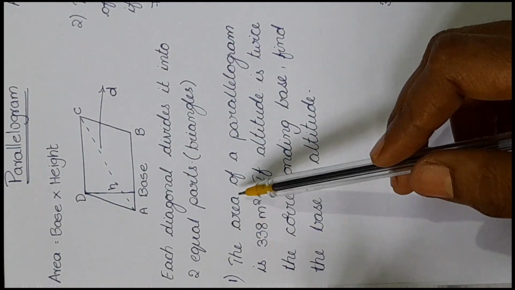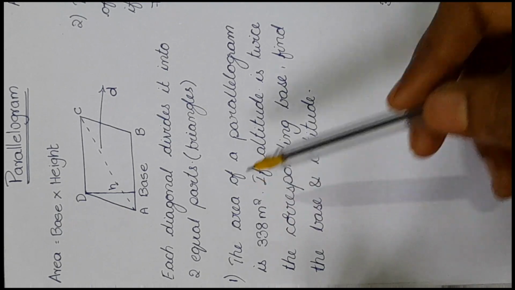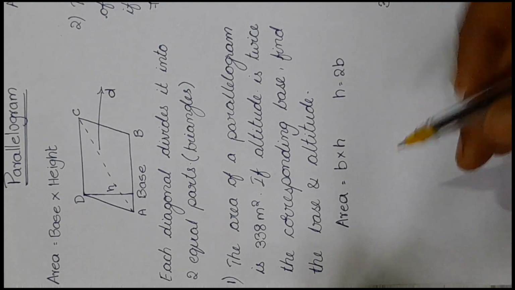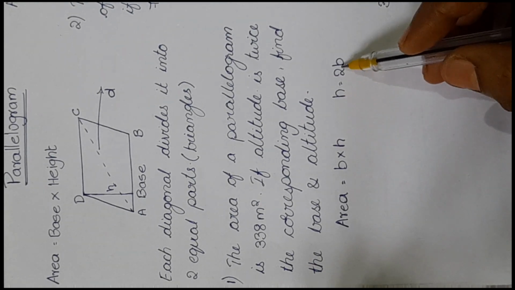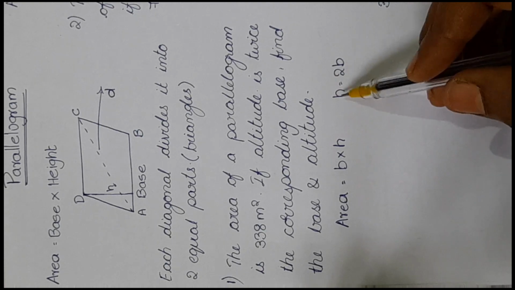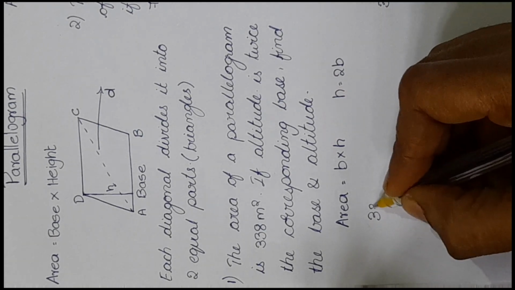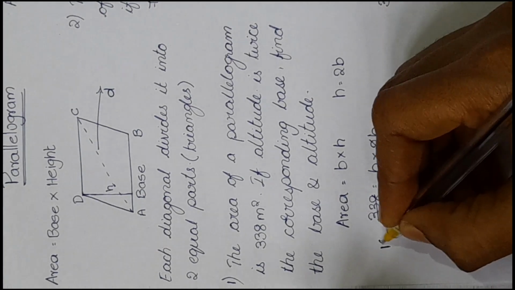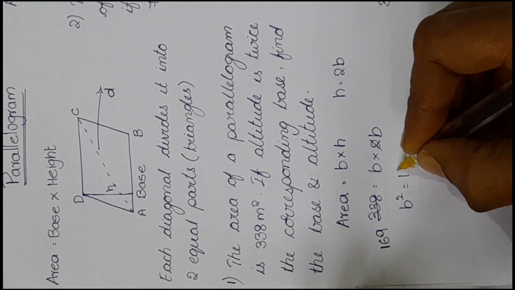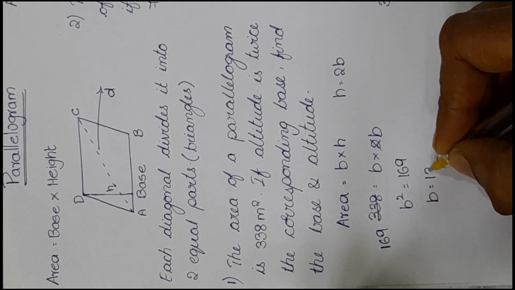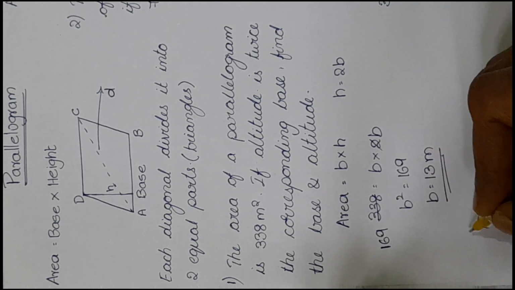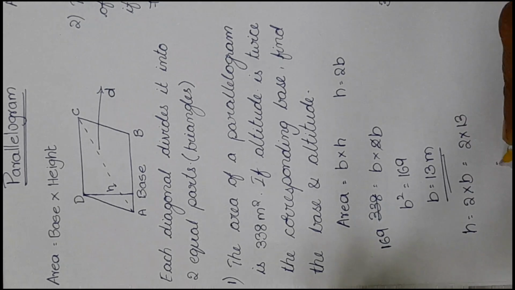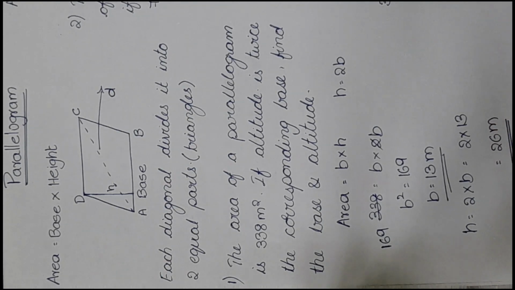Let us see the first question. The area of the parallelogram is 338 meters square. If altitude is twice the corresponding base, find the base and altitude. We know that area is equal to base into height, but H is twice the corresponding base. So H is equal to 2B. Substituting the values, 338 is equal to B into 2B. So B square is equal to 169. B is equal to 13 meters. So the base is 13 meters. Now H can be found by 2 into B. So 2 into 13, that is equal to 26 meters, is the height of the parallelogram.